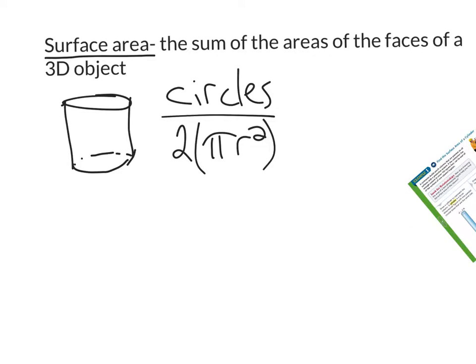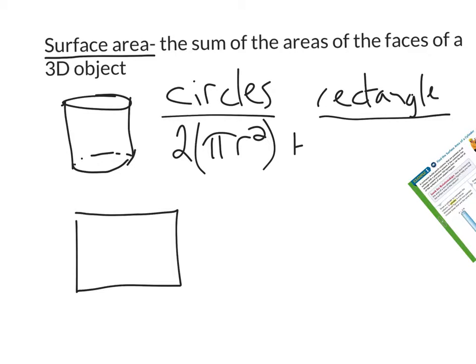Besides the circles, we have the rectangle. And the rectangle is one we have to think about a little bit more. On a rectangle, we know the area of a rectangle is length times width. The question is, on this rectangle, which would be the sides of our cylinder if we unfolded it, what would the dimensions be? Well, one dimension would be the height of the cylinder.